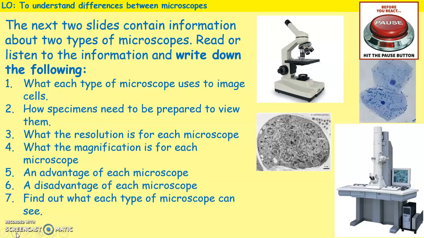So the next 2 slides on this clip contain information on the electron and the light microscope. While pausing the video, I'd like you to find out about these 7 points. So, what each type of microscope uses to see the cells, how the specimens need to be prepared so we can view them, what the resolution is for each microscope, what the magnification is for each microscope, and advantages and disadvantages of each. Also, find out what each type of microscope can see. So you can rewind the video at any point to go back to these questions.